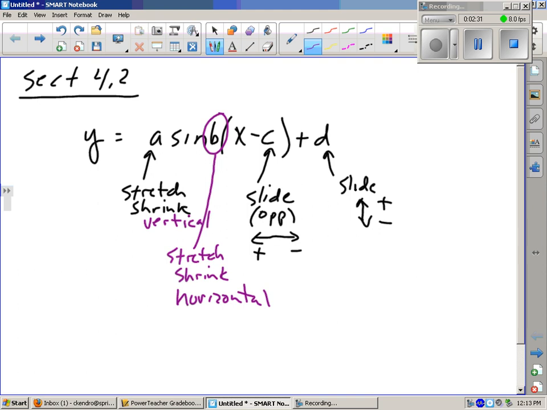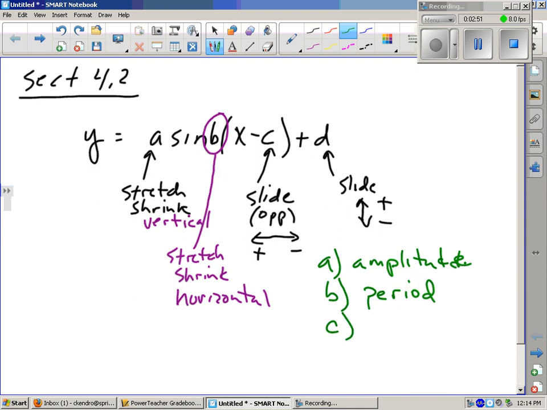We also need to give names to all of these. So A is called the amplitude. B is called the period. That's one wavelength. C, when it shifts left to right, is called the phase shift. And D is called the vertical shift. So we're going to be referring to those 4 things from now on. So not slides and shrinks, but amplitude and period and phase shift and vertical shift.